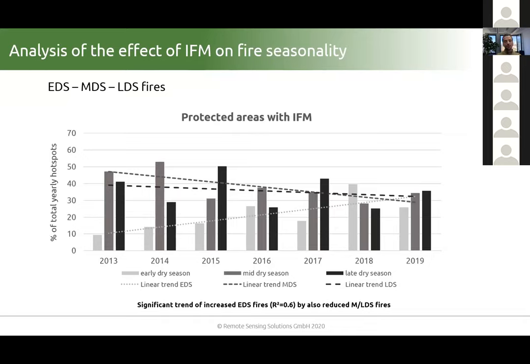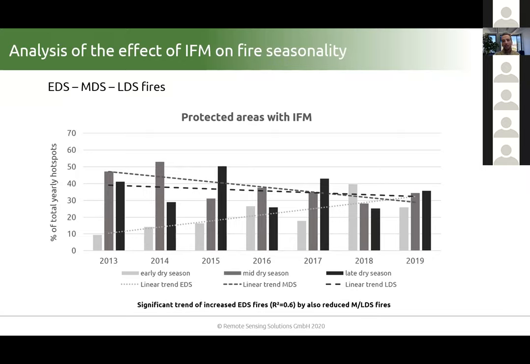But when we would like to calculate the emissions, we also have to talk about the effect of IFM on the burned area, because the burned area is one factor in the equation of the IPCC approach when emissions are calculated. So here, all burned areas from the MODIS burned area product, I'm still talking about the MODIS hotspots, are characterized as early, mid and late dry season fires. And you see here there's a significant trend of increased early dry season fires and also reduced mid and late dry season fires for the protected areas with IFM.